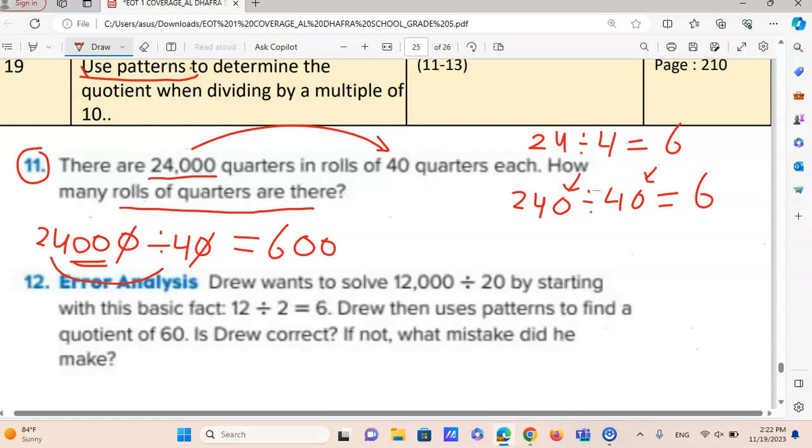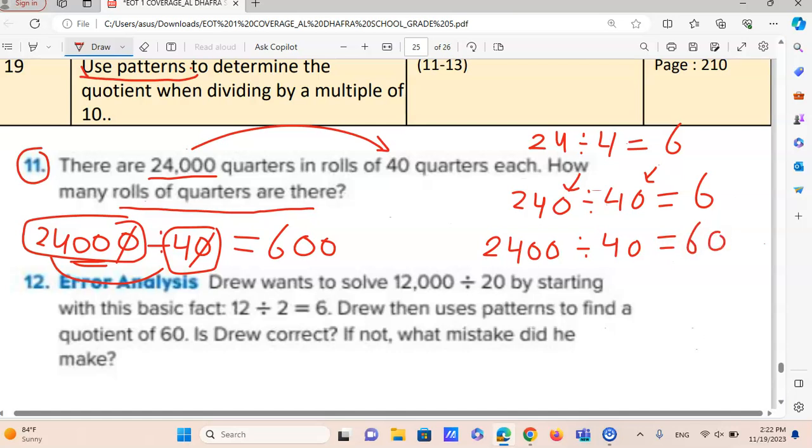Okay, I got 40. I finished 40 because it has 1 zero. But here I have more zeros. So I have to add zeros to one side. If you add 1 zero here, it will be 2400 divided by 40. So the answer will be different. We add 1 zero more to the quotient. Okay. We can add zeros to one side until we get 24,000.